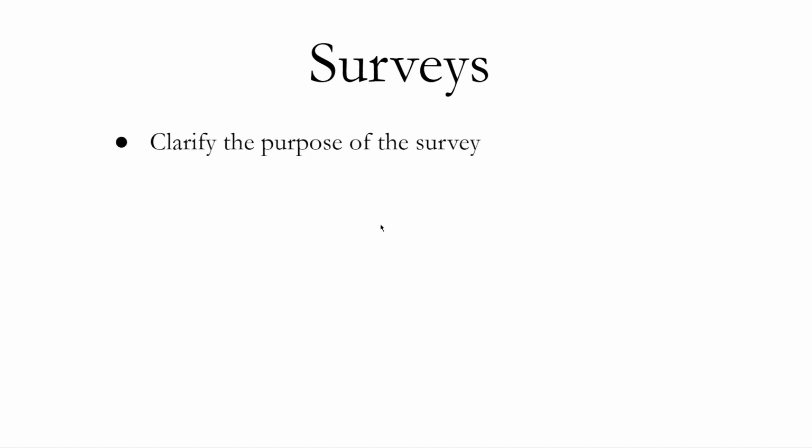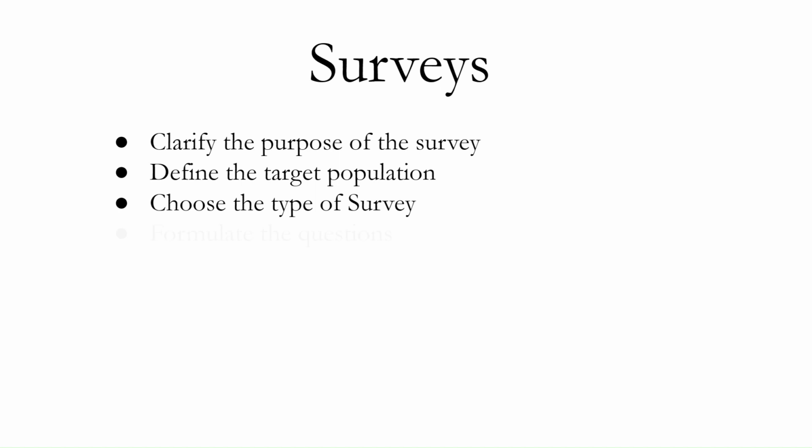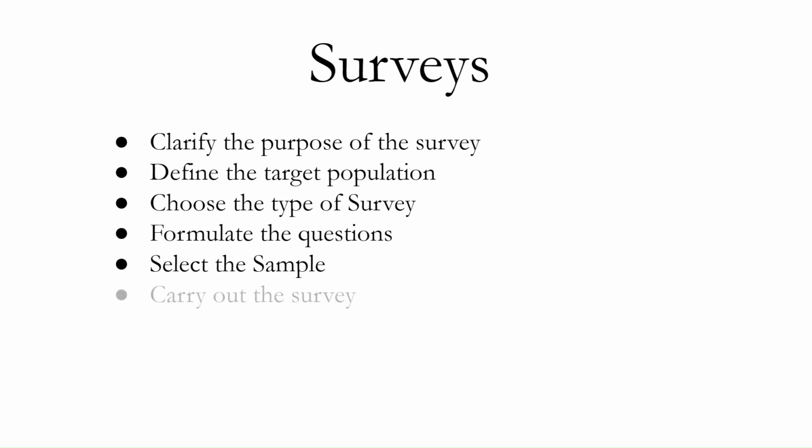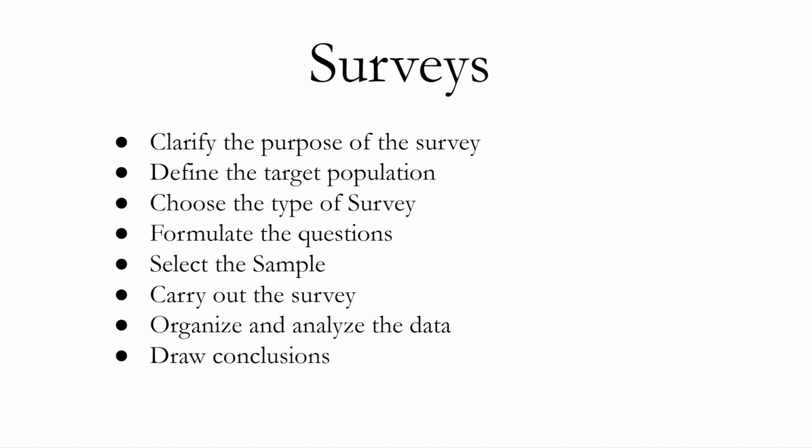Step 1 is to clarify the purpose of the survey. Step 2 is to define the target population. Then you have to choose the type of the survey. Then you have to think about how you're going to formulate the questions. Then you have to select the sample. Then you have to carry out the actual survey. And then you have to organize and analyze the data. And finally, you're going to draw conclusions from the information that you got.